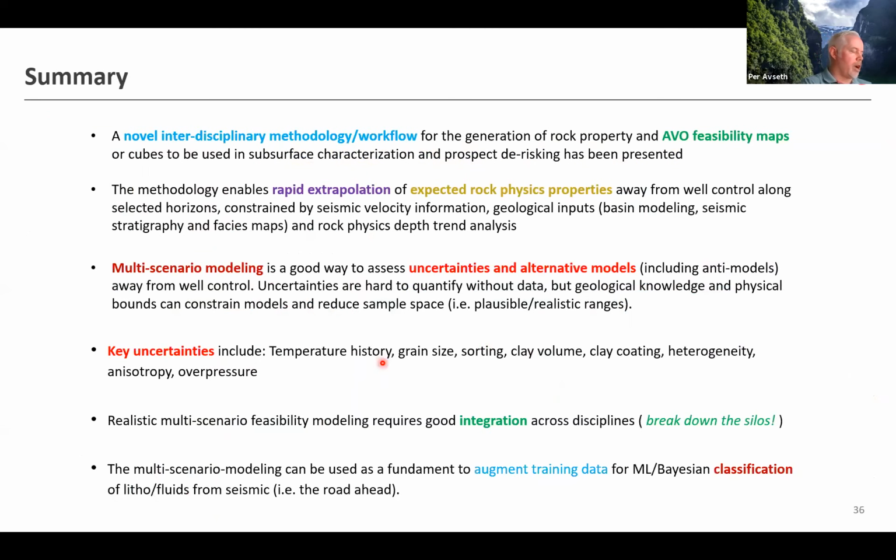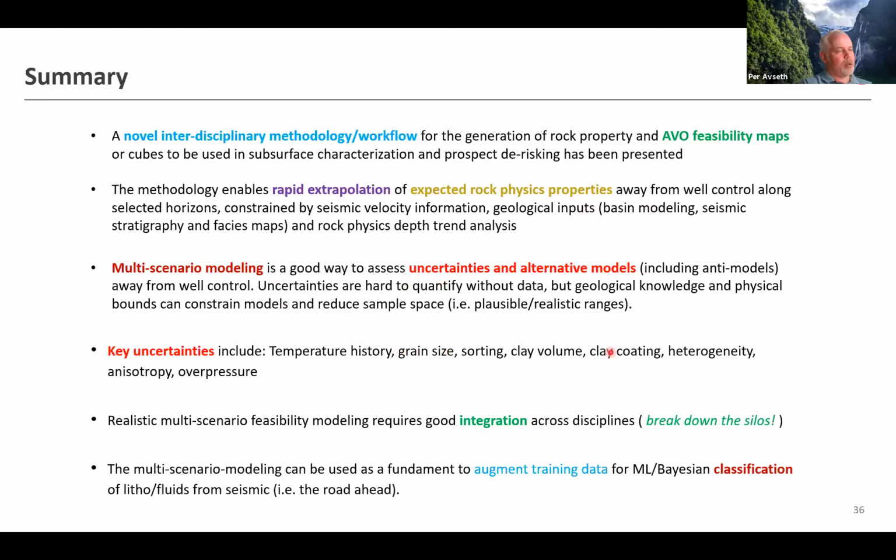And just to sum it up then, we've shown a novel interdisciplinary methodology and workflow for generation of rock property and AVO feasibility cubes, to be used in subsurface characterization and prospect de-risking. And this methodology enables rapid extrapolation of expected rock physics properties away from wells. I think the multi-scenario modeling that we can do is also a good way to assess uncertainties, or alternative models away from well control, especially in areas where you have limited well control.